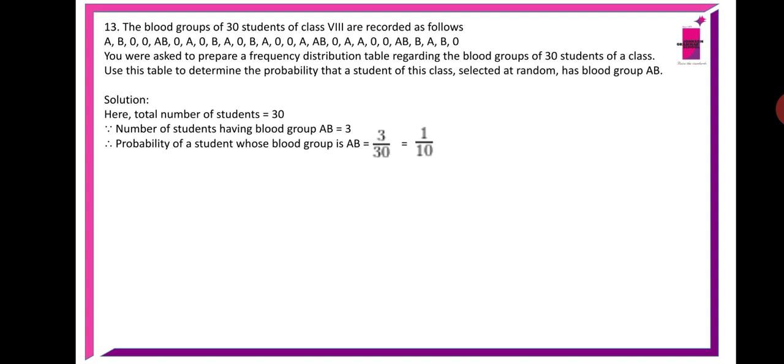The blood groups of 30 students of class 8 are recorded as follows. You are asked to prepare a frequency distribution table regarding the blood groups of 30 students of a class. Use the table to determine the probability that a student of this class selected at random has blood group AB. You can see for the AB blood group, there are 3 outcomes. Here the total number of students equals 30. Since the number of students having blood group AB equals 3, the probability of a student whose blood group is AB equals 3 by 30, which equals 1 by 10.